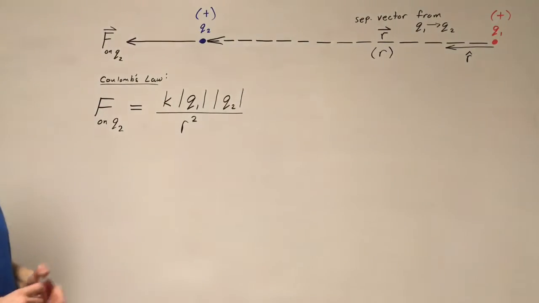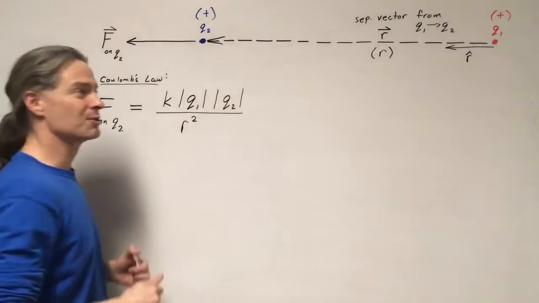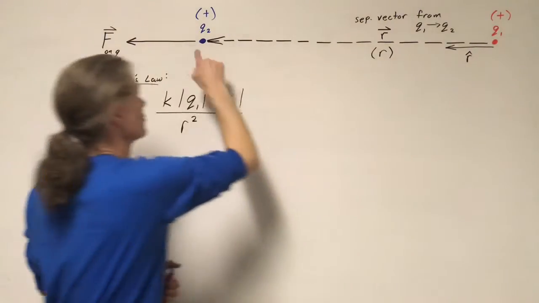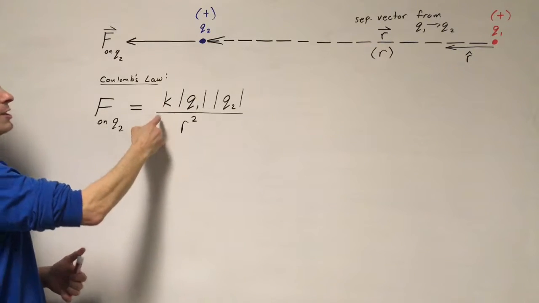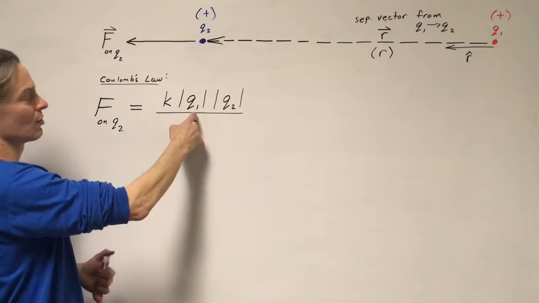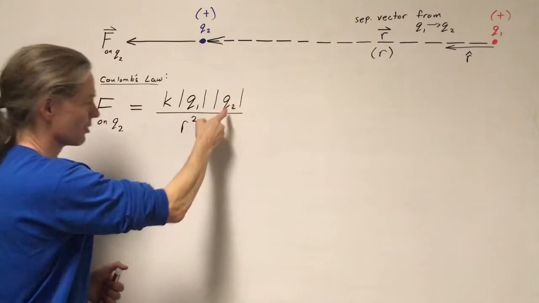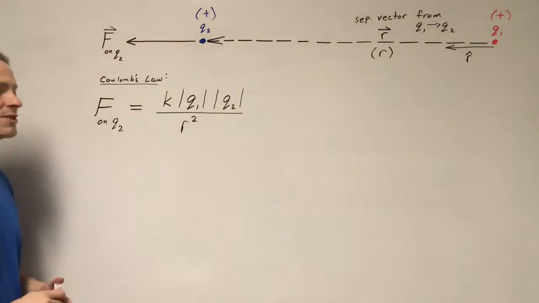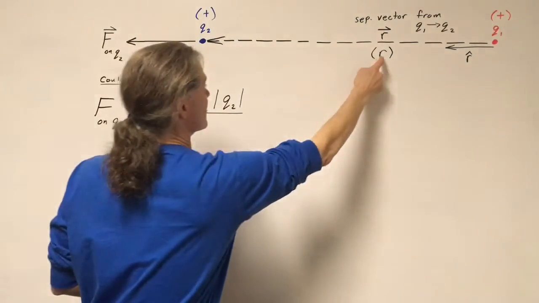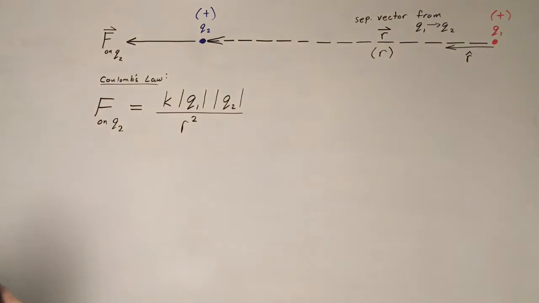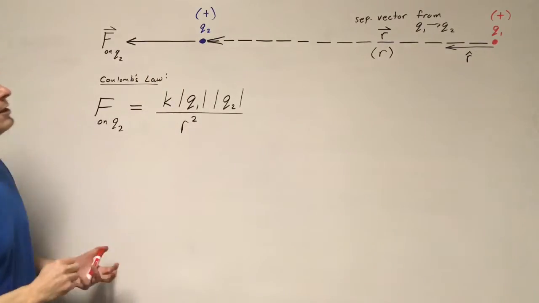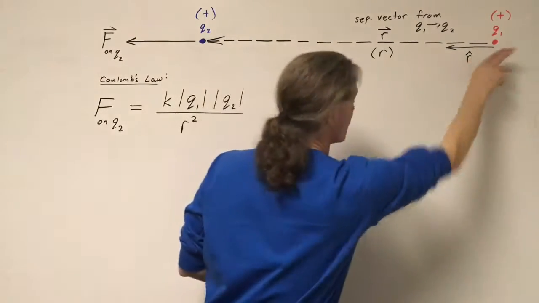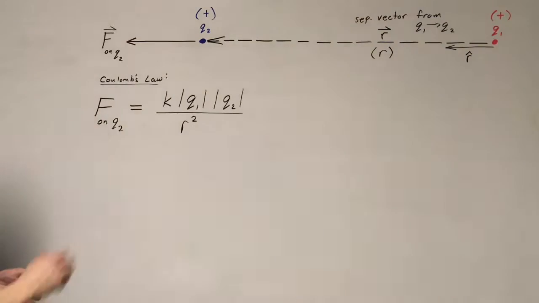Okay, so Coulomb's law says that the magnitude of the force that charge 1 exerts on charge 2 and vice versa is equal to the Coulomb constant multiplied by the absolute value of charge 1 multiplied by the absolute value of charge 2 divided by the square of the separation between them, which in this case is the magnitude of our separation vector that we talked about. This is the magnitude of the force on charge 2. It's also the magnitude of the force on charge 1, but we're not going to worry about that for now. Right now we're going to focus on charge 2.